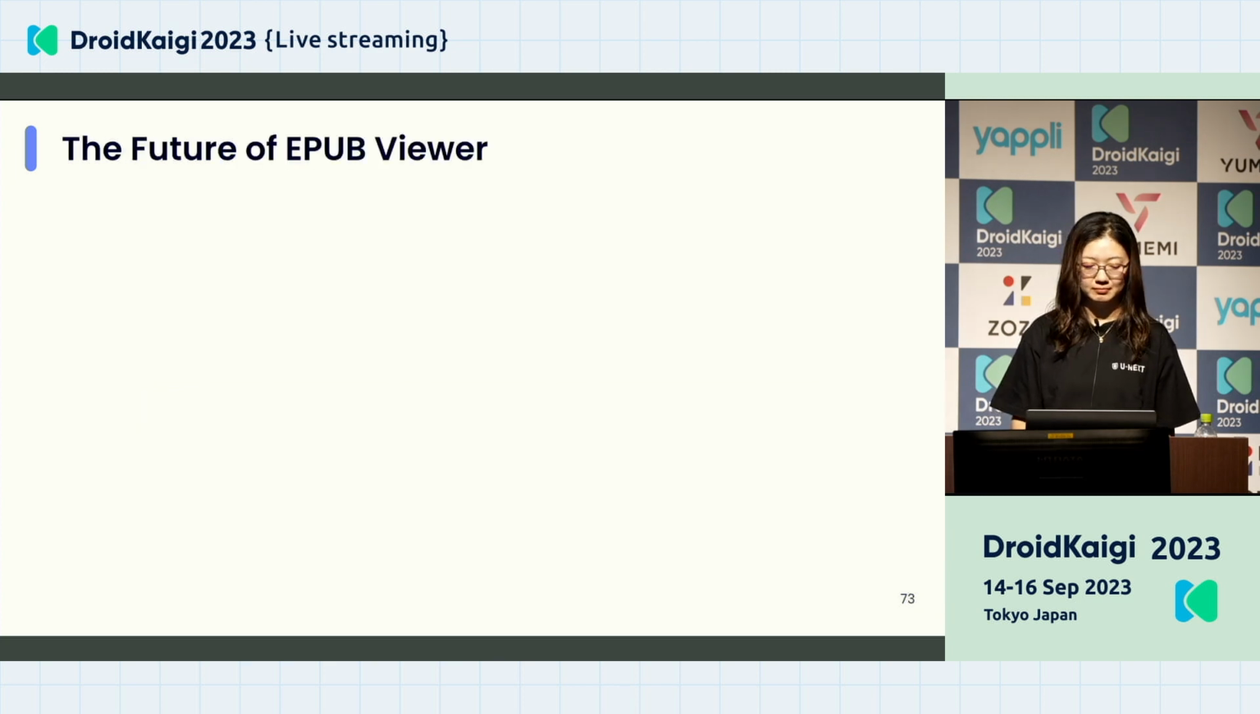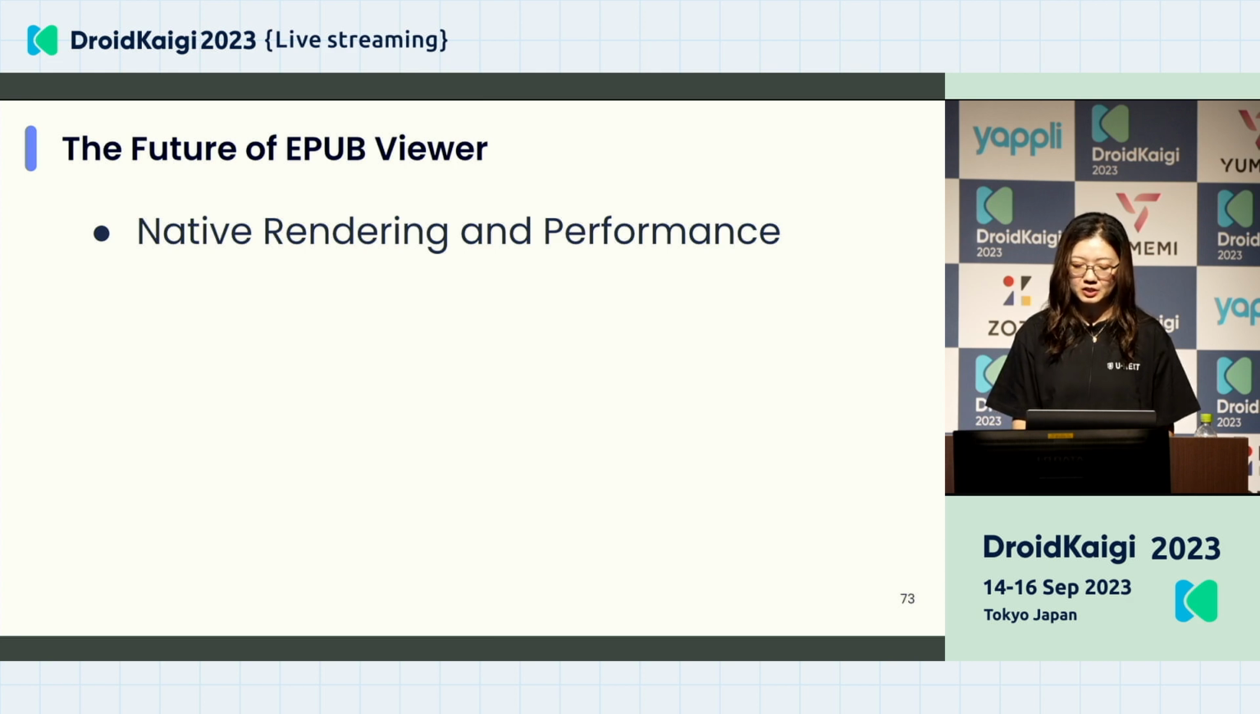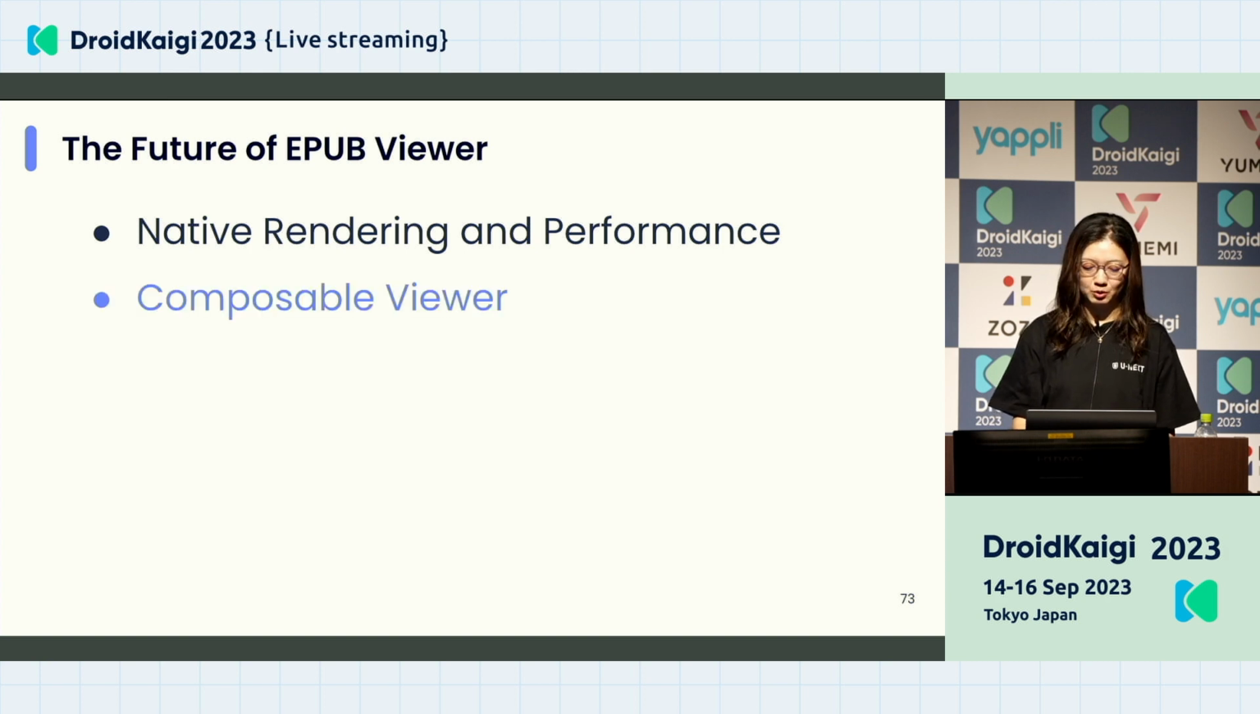Here I also want to envision the future of Epub technology. I believe in the future, Epub Viewers will have more native rendering methods for improved performance and efficiency. And this one is the most important. We might have SDK support for the composable book viewer. Then we would have no need for the specific handling I shared today.